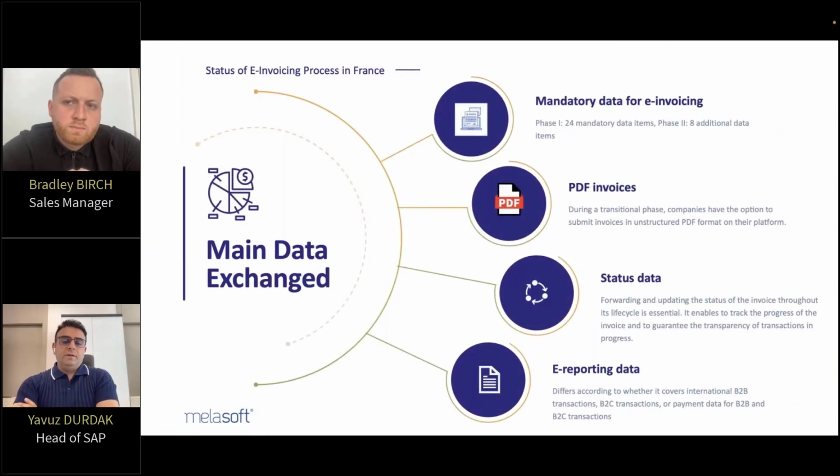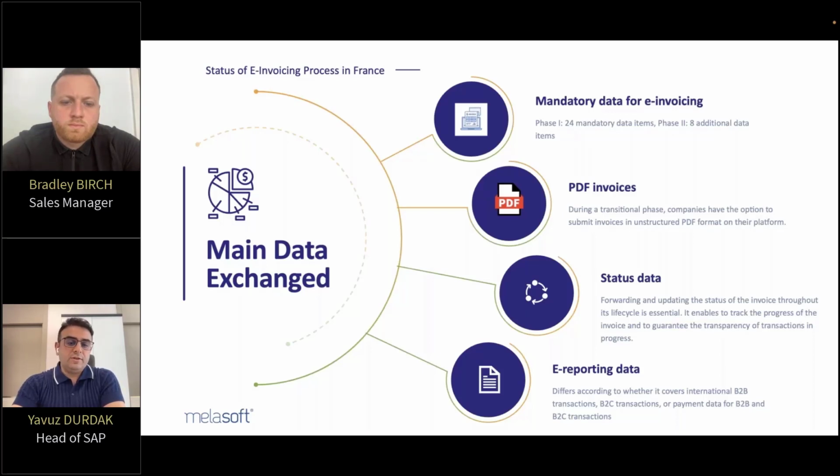In the system, 4 main data types can be exchanged. The first one is the invoice data, the mandatory data for e-invoicing. We have 2 phases for this. In phase 1, there are 24 mandatory data items. These are defined in the government directives. So we have 24 mandatory data items that should be shared in the mandatory invoicing. In phase 2, 8 additional data items will be added. So in total, 32 mandatory data items should be shared over the system.